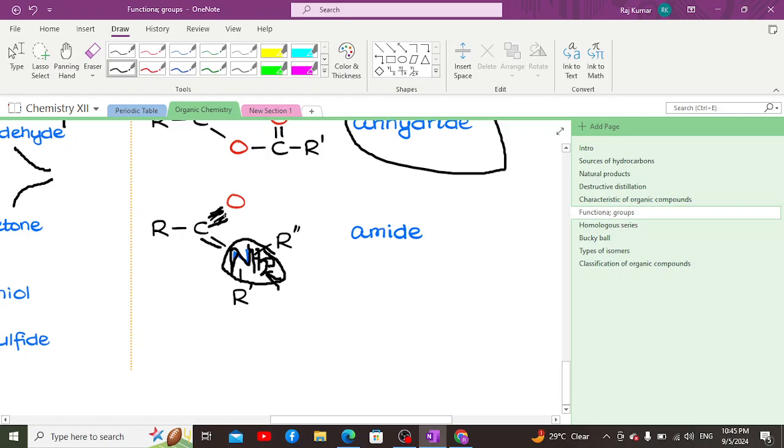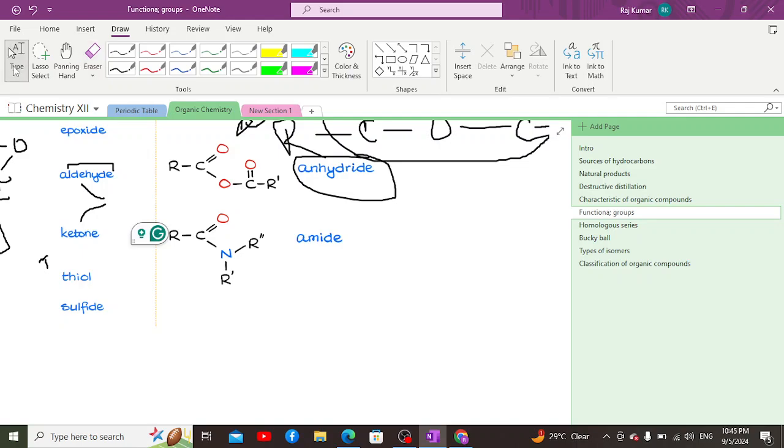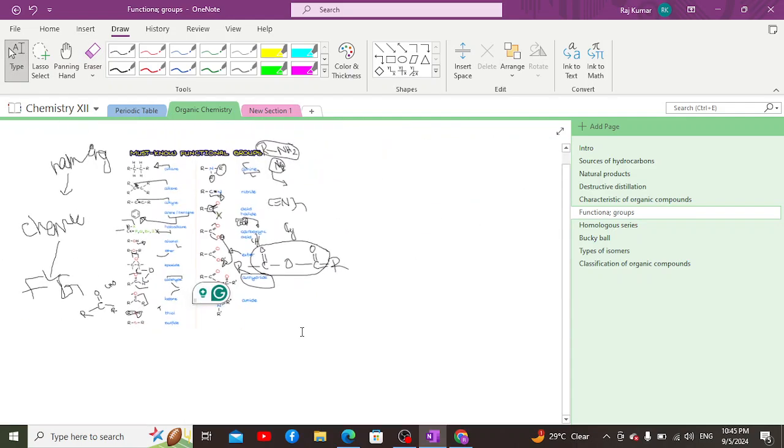C. On the other side, we have a double bond of oxygen. On the other side, we have NH2 applied to it. So on the one hand side, we have C making a double bond with oxygen. On the other side, we have the NH2, which is making a bond with carbon. So this is all about it.